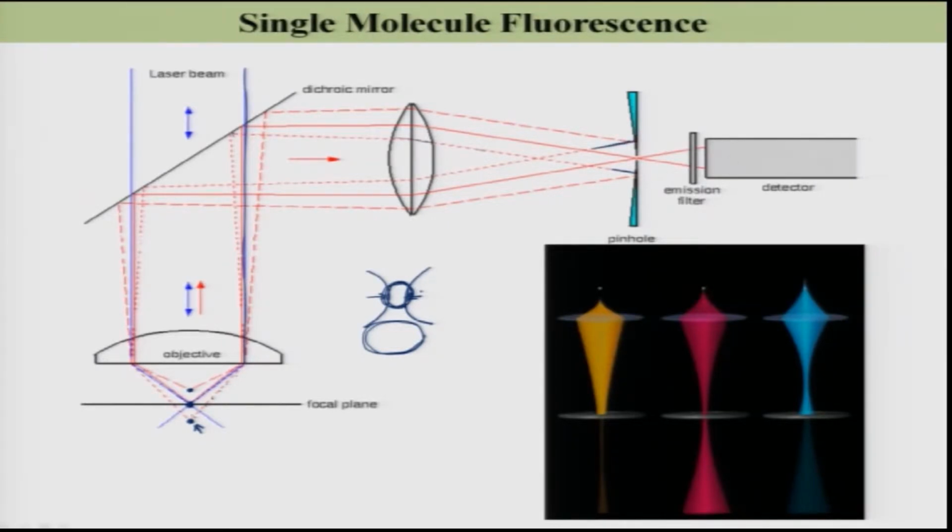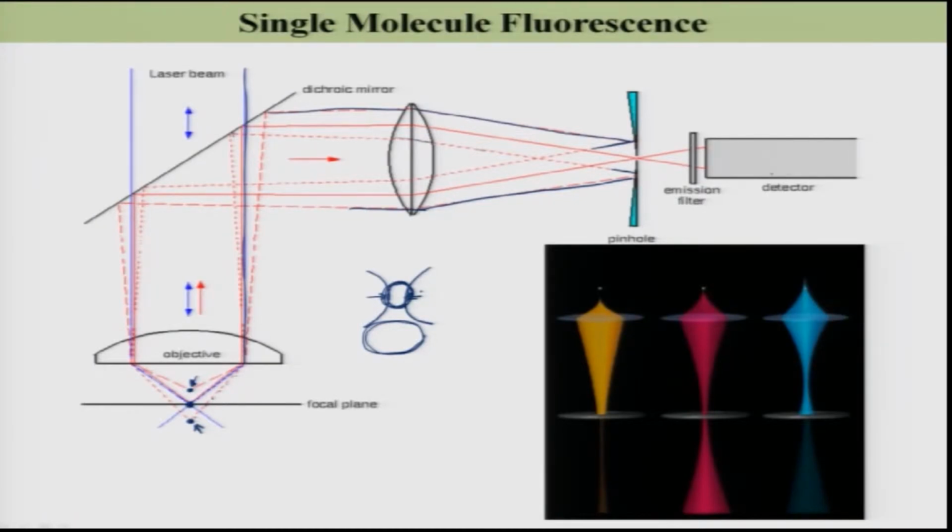Now if you consider this point, and the fluorescence originates from this particular point, you follow this line and see it is blocked at this position, and this is blocked at this position. So placing a pinhole at this position ensures that the fluorescence originating very near to the focal plane only will pass through this pinhole, and only that light will be detected by this detector.